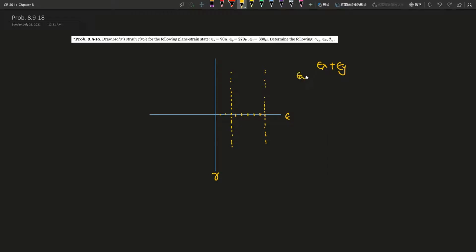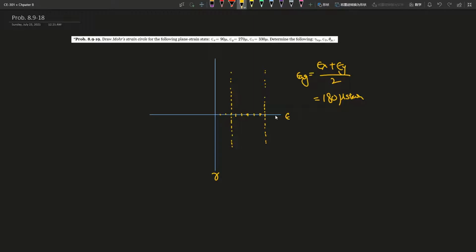Well, we can calculate the average real quick. E average equals the sum of strains in X and Y direction divided by 2, which is 360 divided by 2, 180, right? Micro strain. I usually just write micro strain. So that's right here, this is the average, somewhere right between these two lines. I don't know how the angle would be, but that's the position.